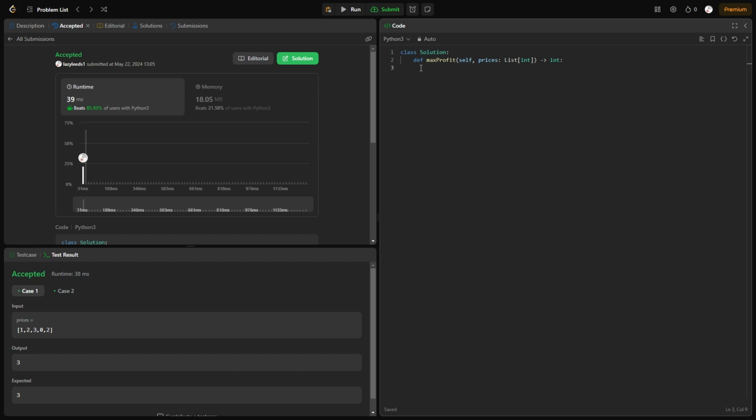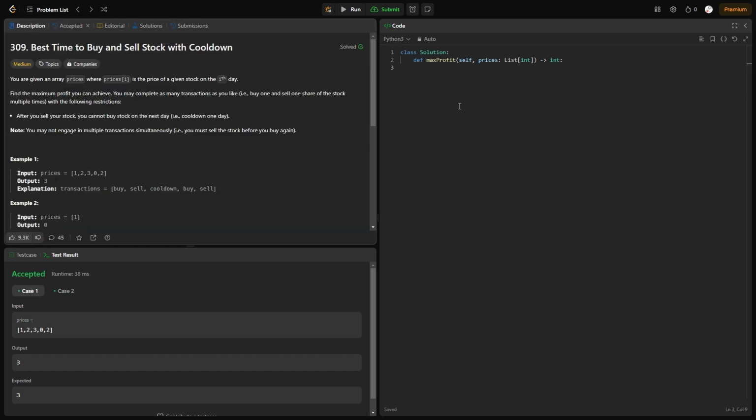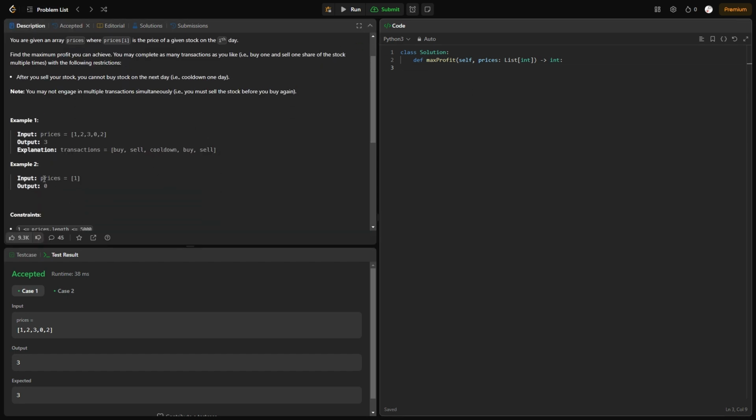So in this approach, let's go back to the description of the question. So first of all, we should know that if prices is less than 2, that means we cannot buy and then sell the stock, which means there's always going to be 0 profit. So let's get rid of that test case immediately. So if len prices is less than 2, we can just return 0. So now we're going to create a 1D DP array initialized to 0 for every price.